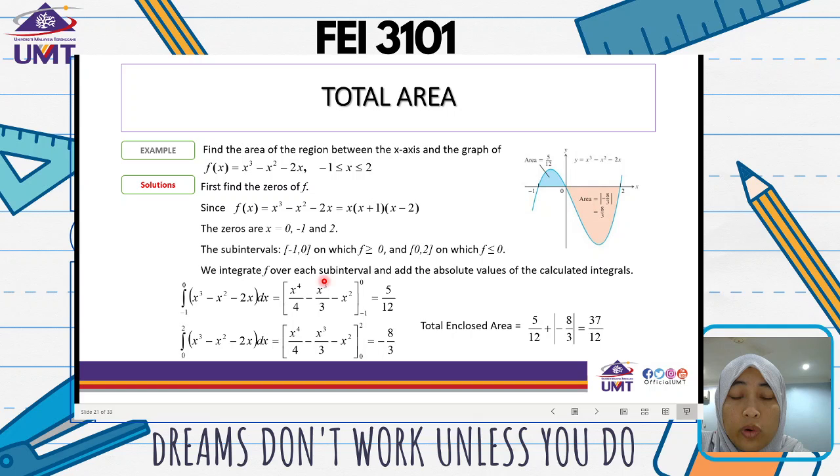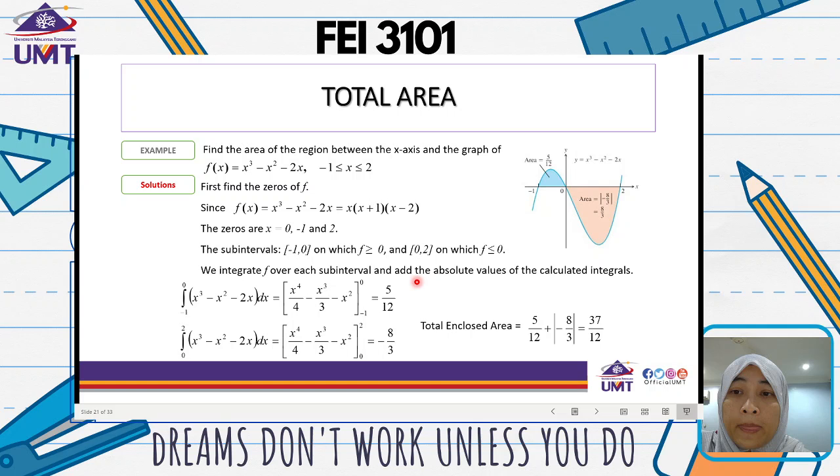We integrate f over each subinterval and add the absolute values of the calculated integrals. For example, for the area in the blue one, you will get 5 over 12. After you integrate it as normal, the area here, you will get negative 8 over 3. But remember students, area won't be negative. This is negative because the area is below the x-axis, in the negative region. But in finding the area and also the volume, you must take the absolute values.